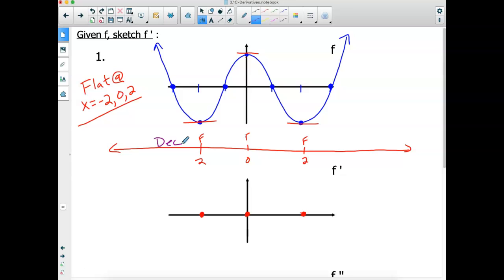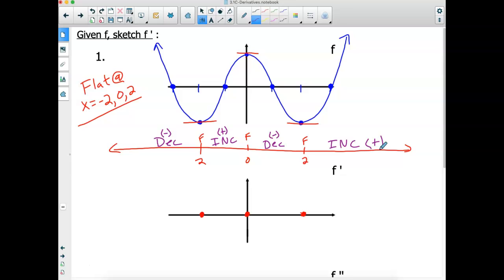Now, between these two flattenings here, what's happening? My graph is increasing, but I'm increasing from flat to flat. What that means is all of these values are positive on the derivative. They're all positive. Decreasing, these are all negative. Then from maximum down to minimum, I can see I'm decreasing again, meaning all y values are negative. And then from that flattening at 2, I'm increasing again, which means they are all positive.